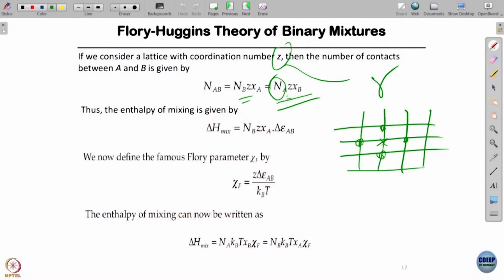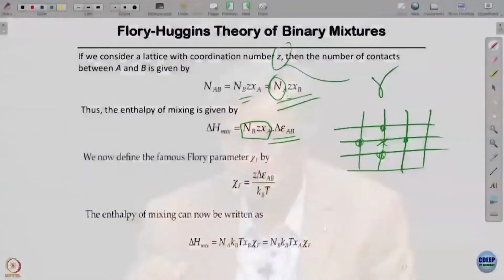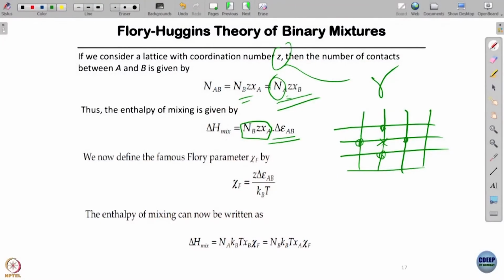So then NB is ZXA del V. This will be the enthalpy, because these are the contacts. This is the number of contacts, and each contact brings a discriminant. So the enthalpy of mixing, delta H mixing, is the change, like entropy of mixing is the change in entropy. This is a new thing that comes in, which was not there before mixing, and that is delta H mixing. So now I add the two, enthalpy and entropy, I get the free energy.